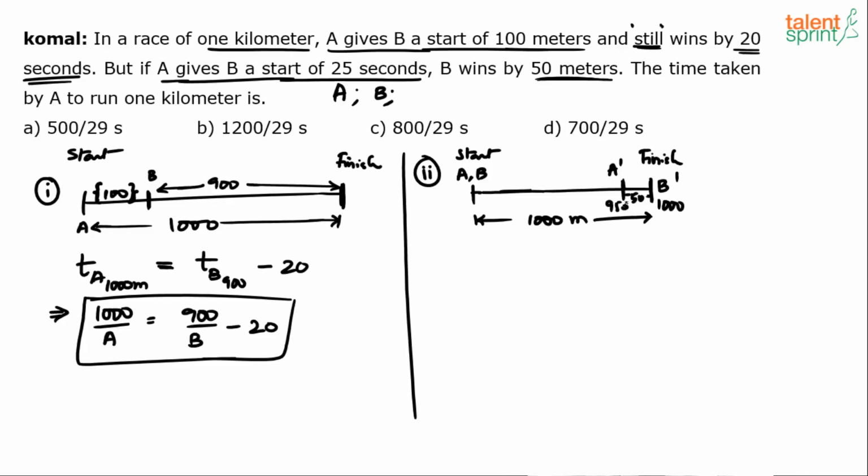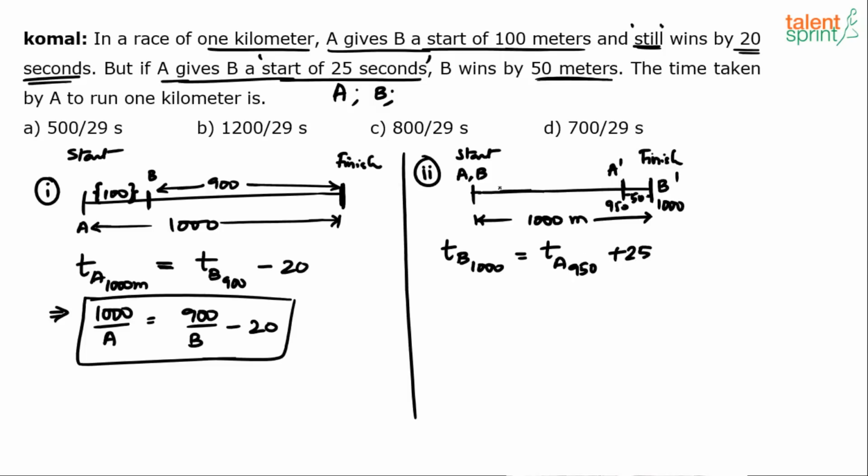But one more point to be noted is, while the difference is 50 meters, B ran for 25 seconds more, because B was given a start of 25 seconds. B started 25 seconds earlier than A. Meaning, time taken by B to cover 1000 meters is 25 seconds more than the time taken by A to cover 950 meters. Yes or no? B ran for 25 seconds extra.